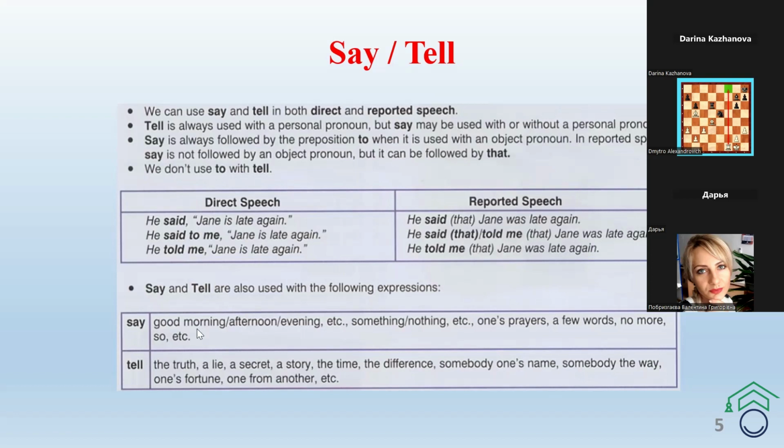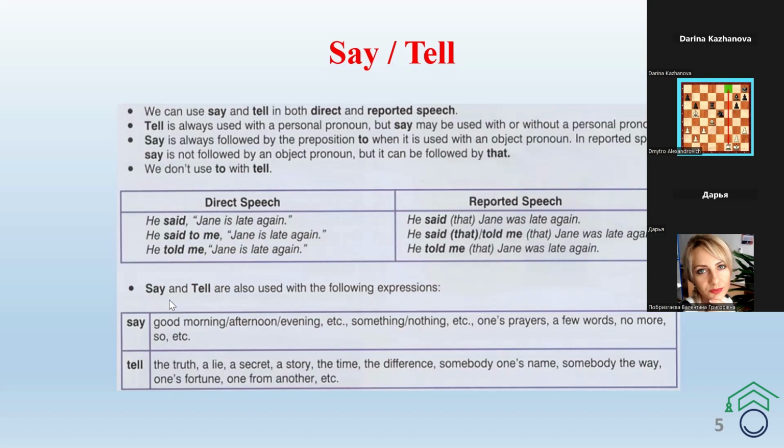And here there is a widely spread mistake. We should always use to after say when we have a pronoun. He said to me, he said to us, he said to them, but we never use to after tell. He told me, he told us. And one more sentence, please. He told me, Jane is late again. He told me that Jane was late again. Mind the verbs. We change present simple into past simple. Thank you.